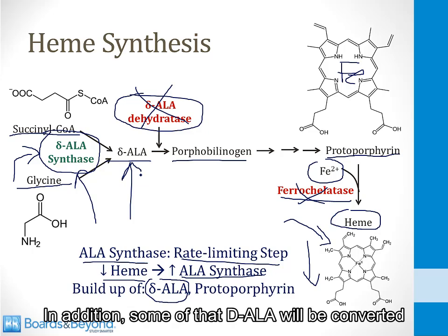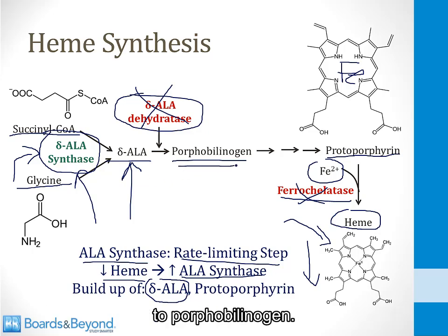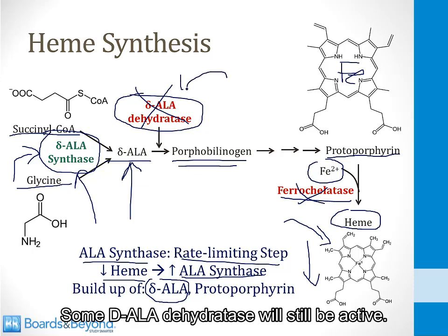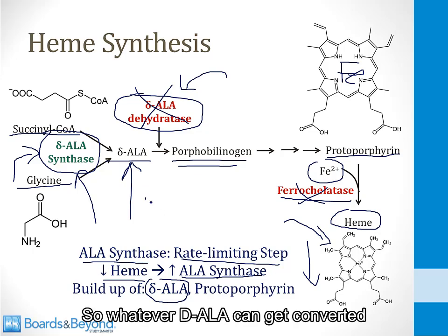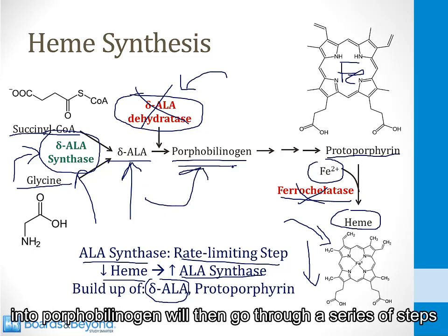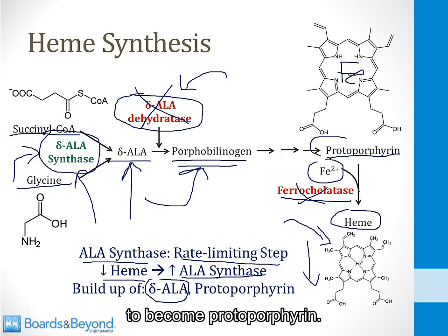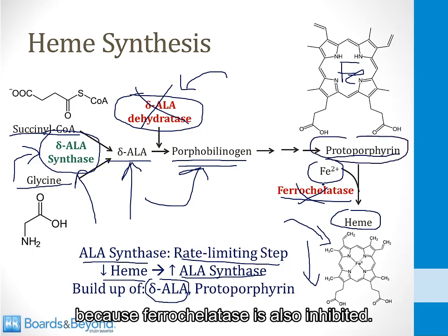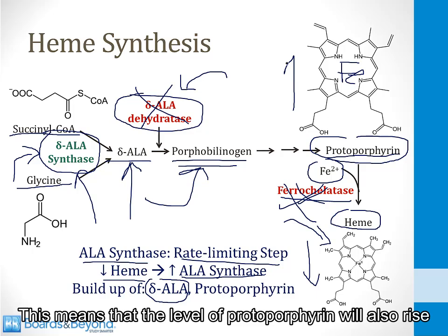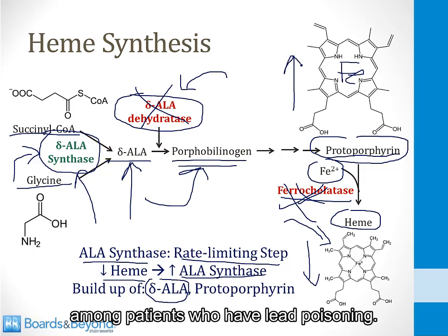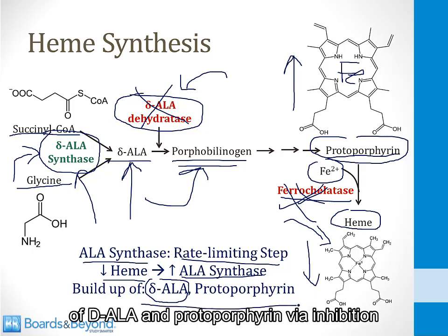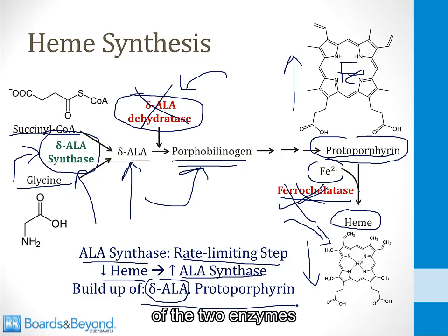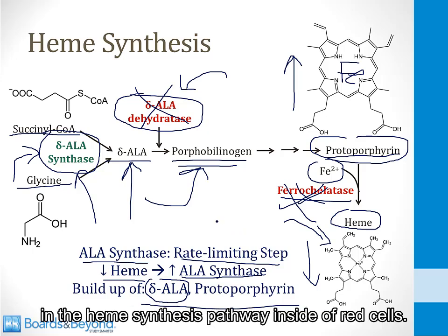In addition, some of that ALA will be converted to porphobilinogen. Some ALA dehydratase will still be active. It's not 100% inhibited by lead. So whatever ALA can get converted into porphobilinogen will then go through a series of steps to become protoporphyrin, but it can't go any further because ferrochelatase is also inhibited. This means that the level of protoporphyrin will also rise among patients who have lead poisoning. So the two characteristic findings are high levels of ALA and protoporphyrin via inhibition of the two enzymes in the heme synthesis pathway inside of red cells.